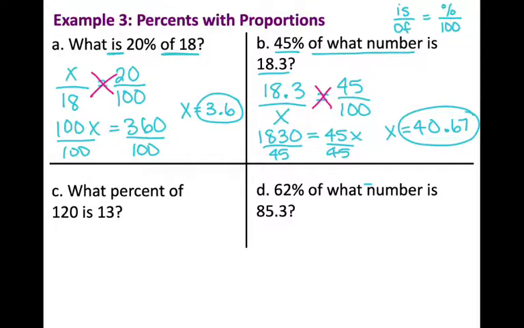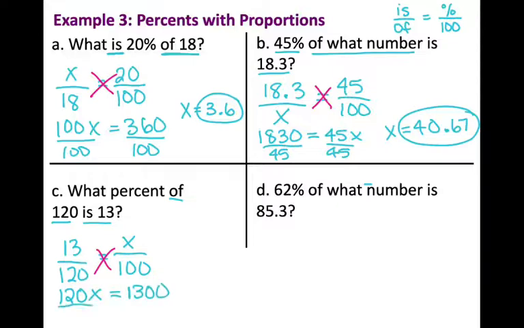Okay, what percent of 120 is 13? So my 13 is the is, 120 is the of. I'm trying to figure out my percent over 100. Cross multiply. That leaves me with 120x equals 1,300. Divide both sides by 120, and we get x equals approximately 10.83. And don't forget your percent symbol, since this one asked for a percent.